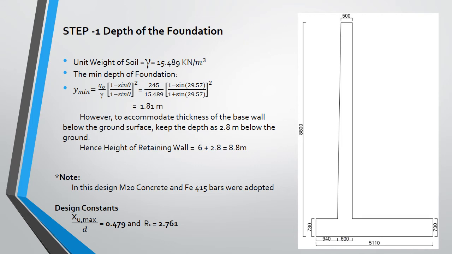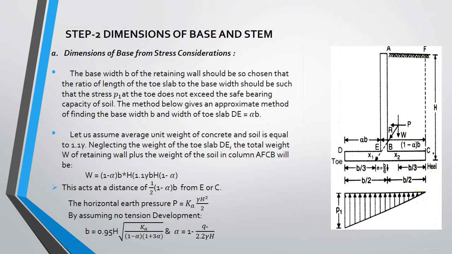Now design constants for this: because we took the M20 concrete and Fe 415 steel, the design constant, that is Xu max by d, is 0.479, and it is now used to find the dimensions of the base and stem. Now the dimensions of base are considered from stress conditions and also from the sliding considerations.